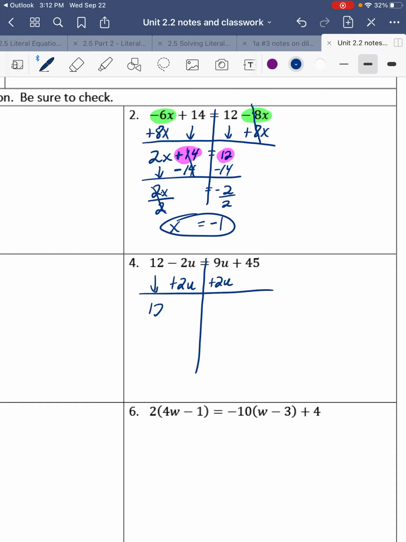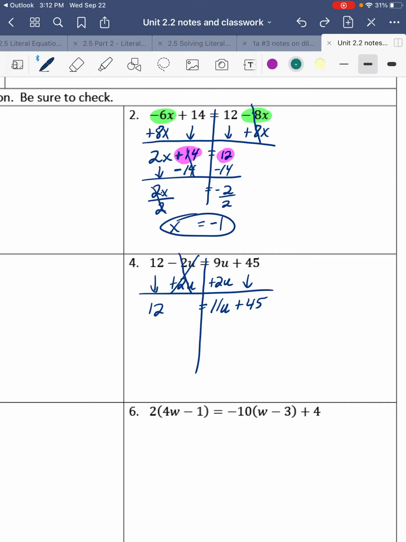12 will come down. Negative 2u plus 2u, simplify out. You can write x if you want. 9 u's, and we're adding 2 more u's, is 11 total u's. Adding 45 is going to come down. So remember, it's a plus 45.